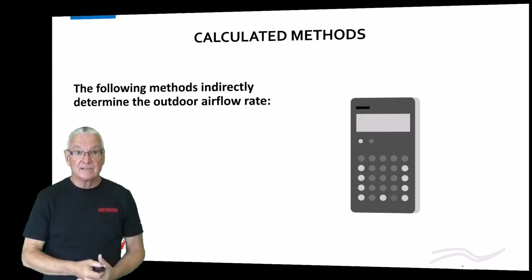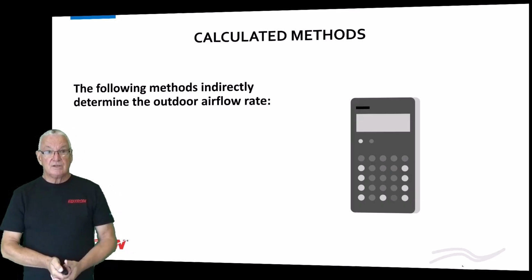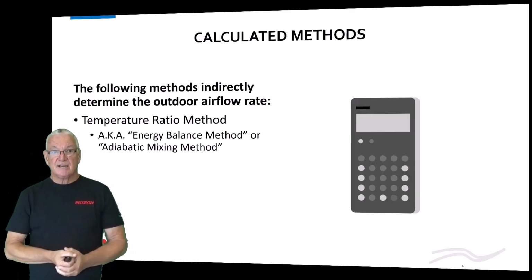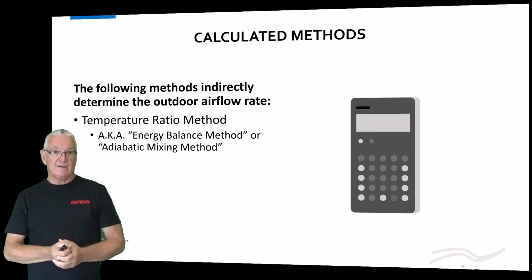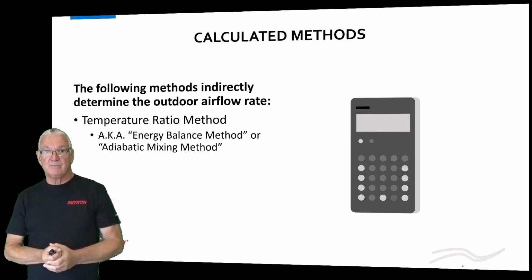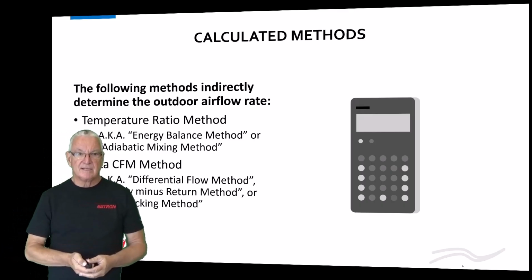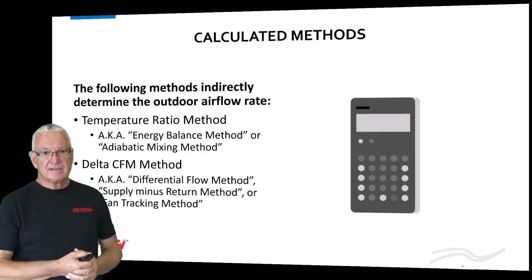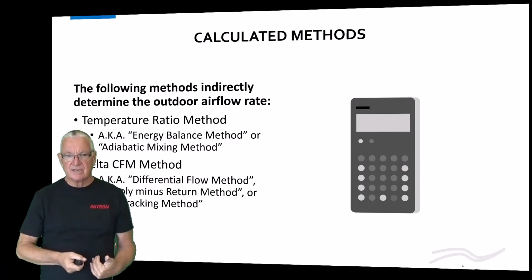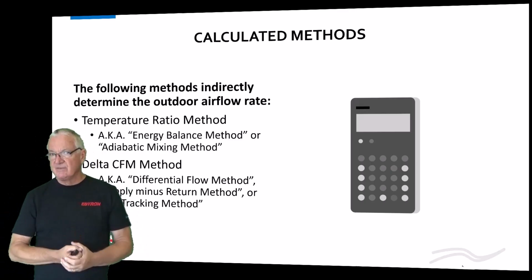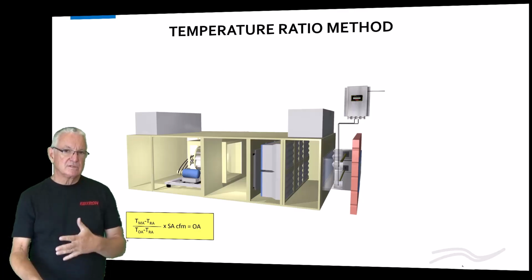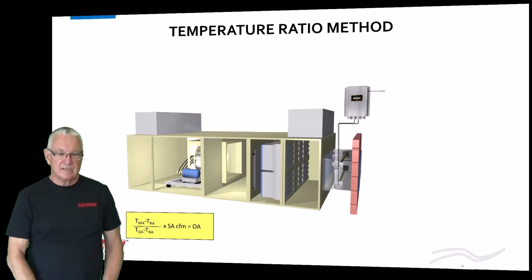Calculated methods are where we indirectly figure out how much outside air flow rate we have. We're going to do it either with the temperature ratio method, which some people call the energy balance method or adiabatic mixing method, or we're going to do it with the delta CFM method, meaning we take the difference between the supply and the return flow rates, as long as we don't have any relief at the air handler. Okay, so we'll start with the temperature ratio method.